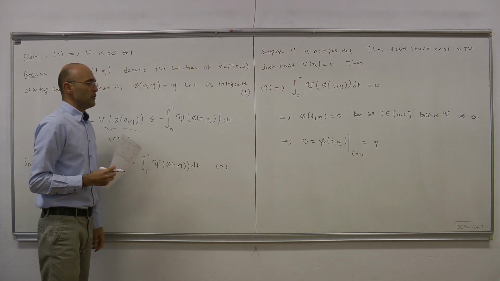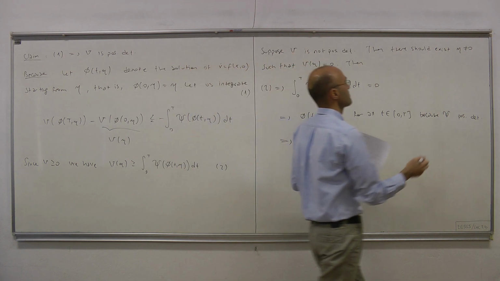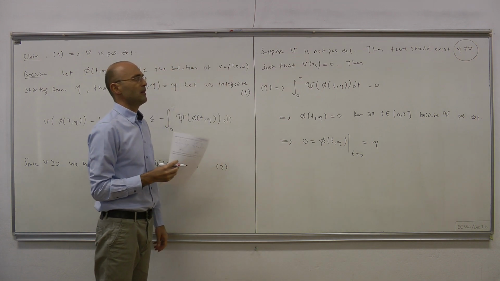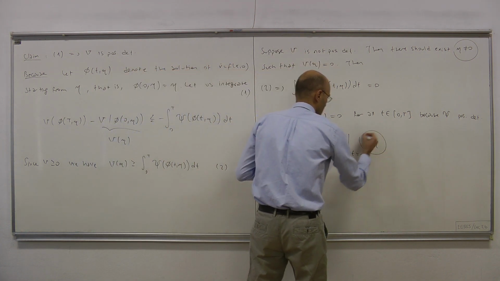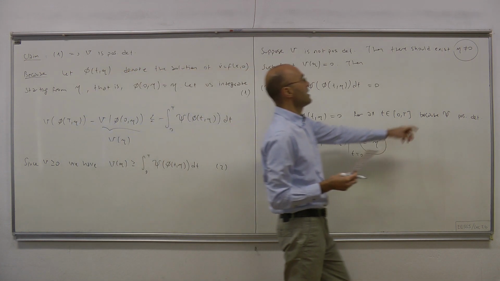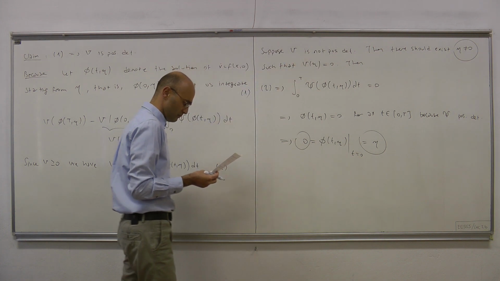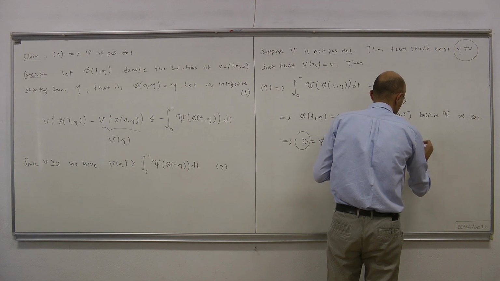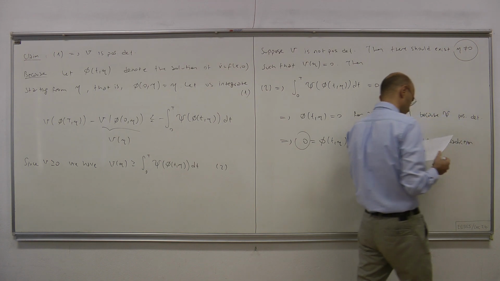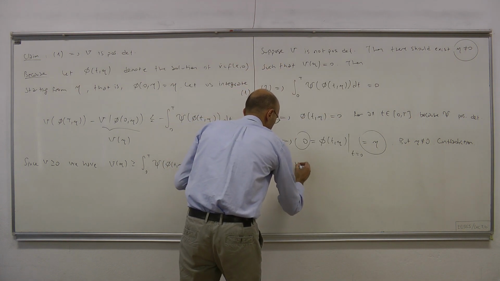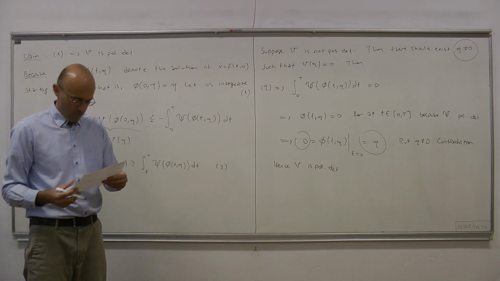Okay. So, what we have therefore obtained is, we start from the assumption that V is not positive definite, and there should exist an eta different than 0 for which V of eta equals 0. But then the consequence of that is eta equals 0. Okay, so we start from eta not equal to 0 and we reached eta equals 0. Therefore, that's a contradiction. But eta is different than 0. Okay, so that's a contradiction. Hence, V is positive definite.